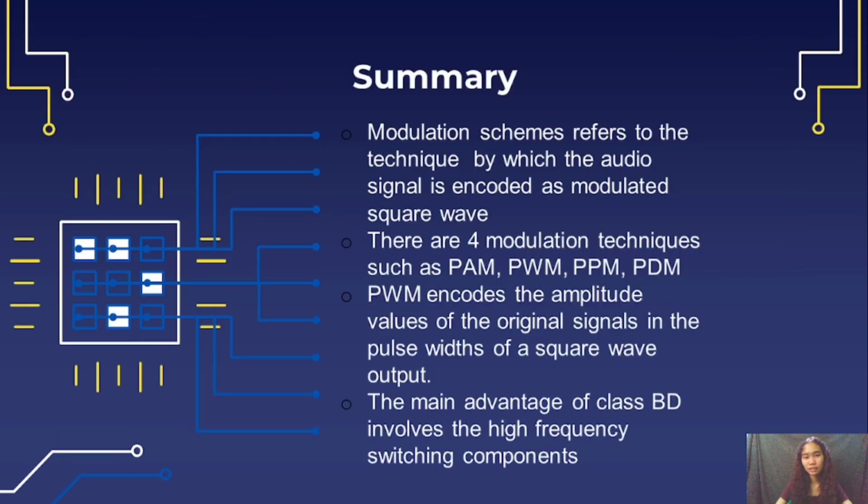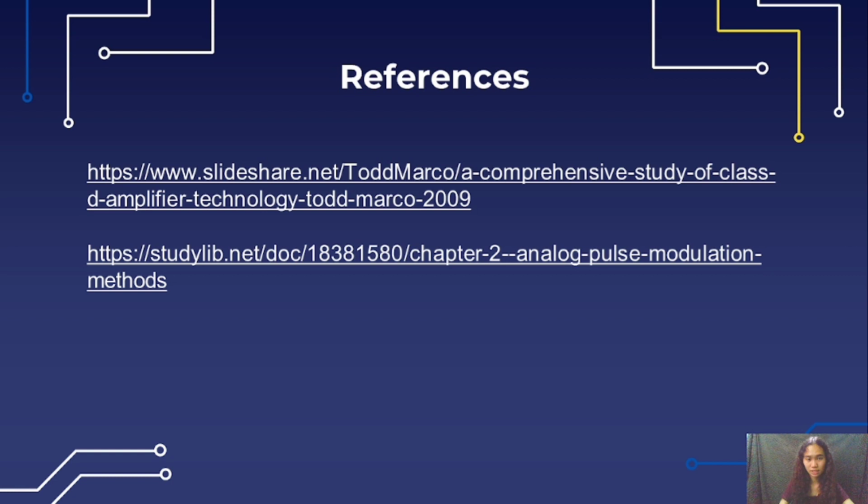In summary, modulation schemes refer to the technique by which the audio signal is encoded as a modulated square wave. There are four modulation techniques: PAM, PWM, PPM, and PDM. PWM encodes the amplitude values of the original signal in the pulse width of a square wave output. Lastly, the main advantage of class BD involves the high-frequency switching components.